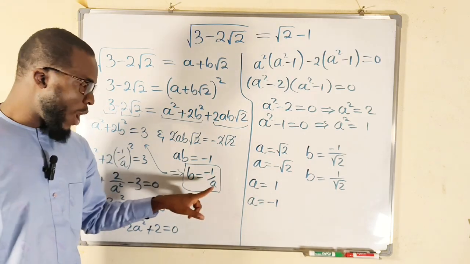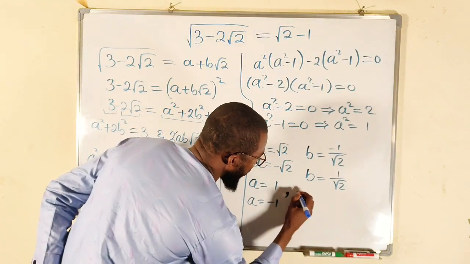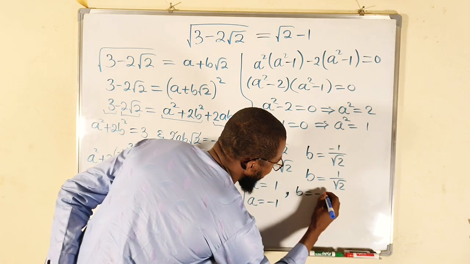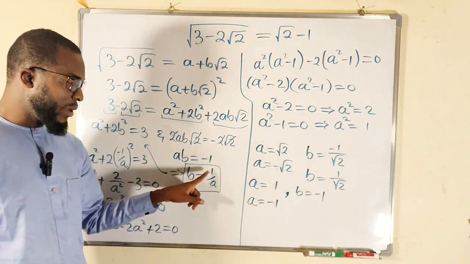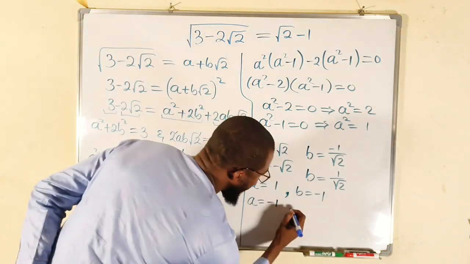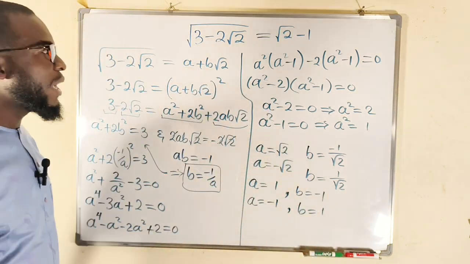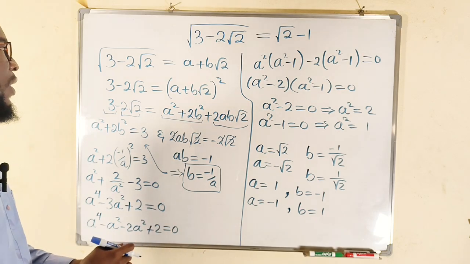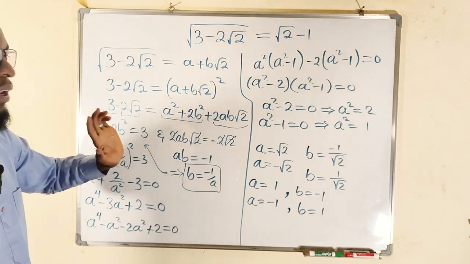Then if I should plug 1, we have negative 1 divided by 1 is negative 1. So b here will be negative 1. If I should plug negative 1 here, it will be negative 1 divided by negative 1, which is positive 1. So these are the values of a and b. Where should we plug them? We have to plug them right here to find our final answer.